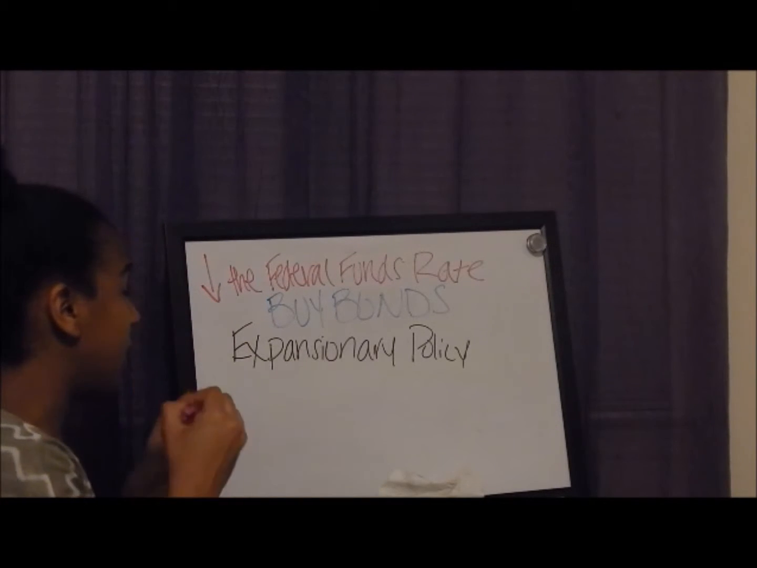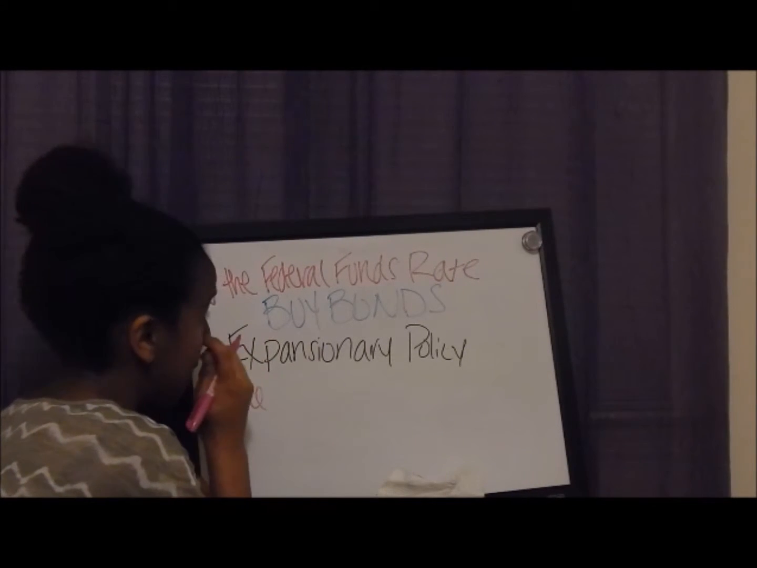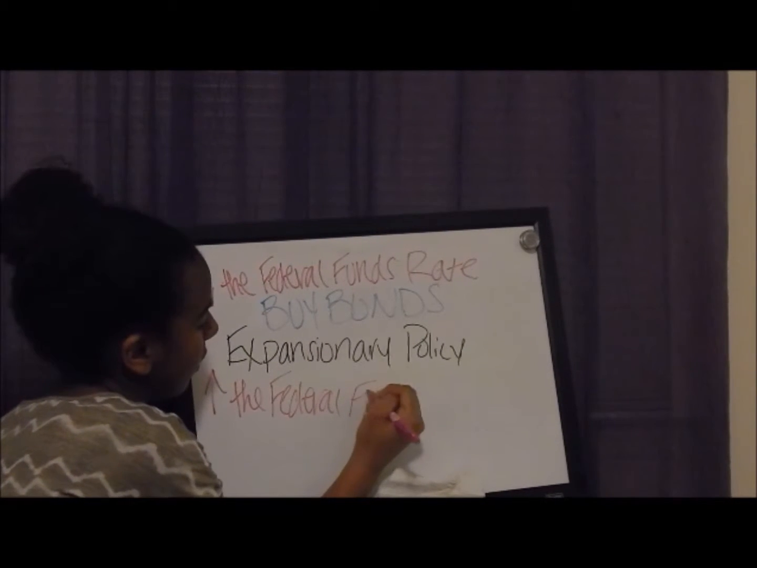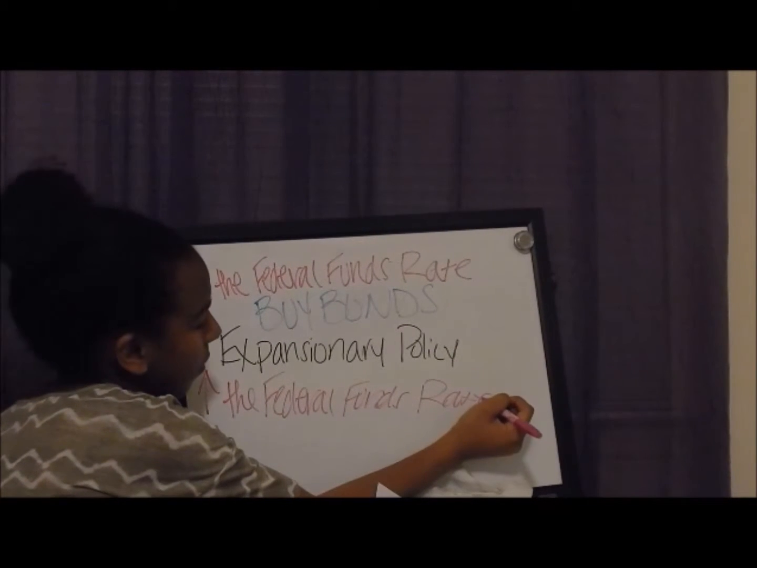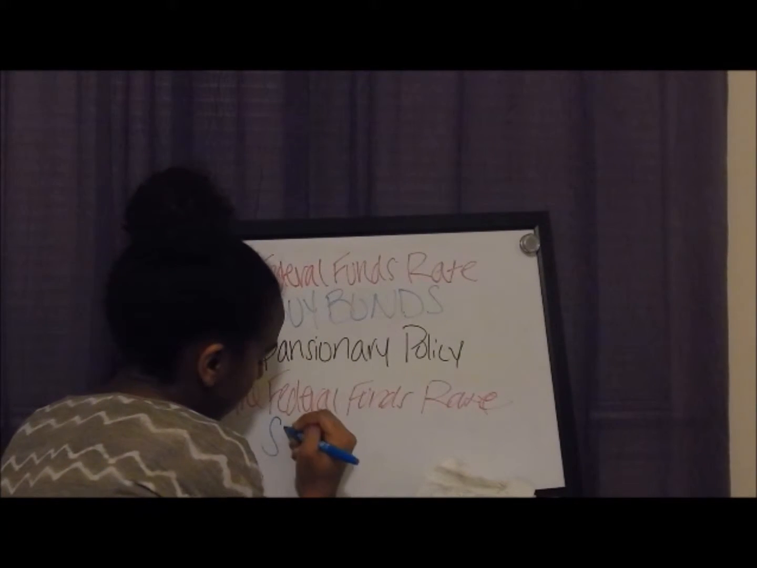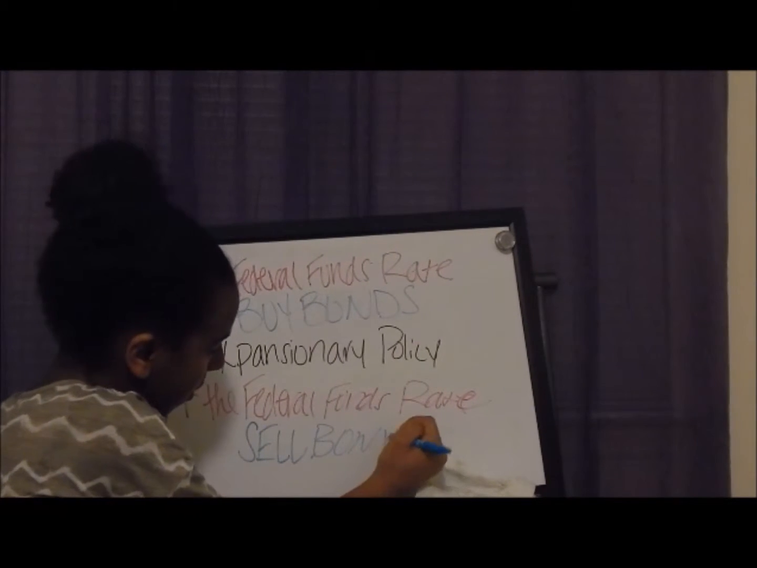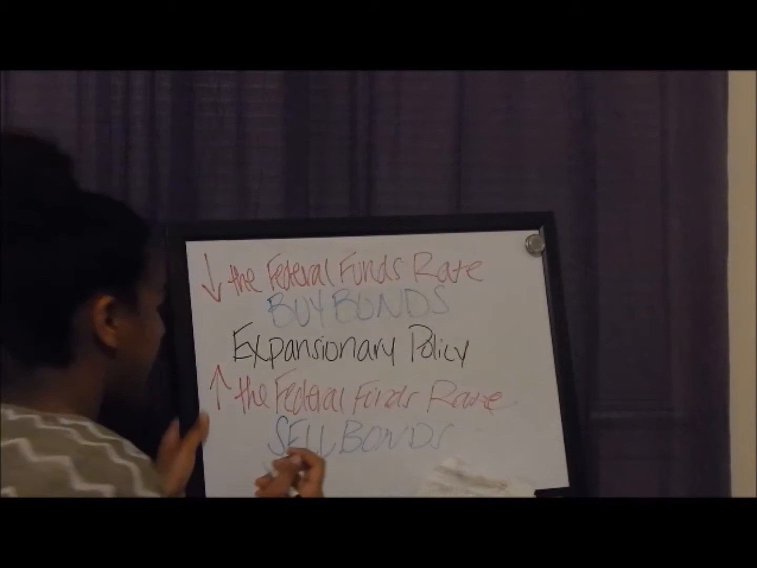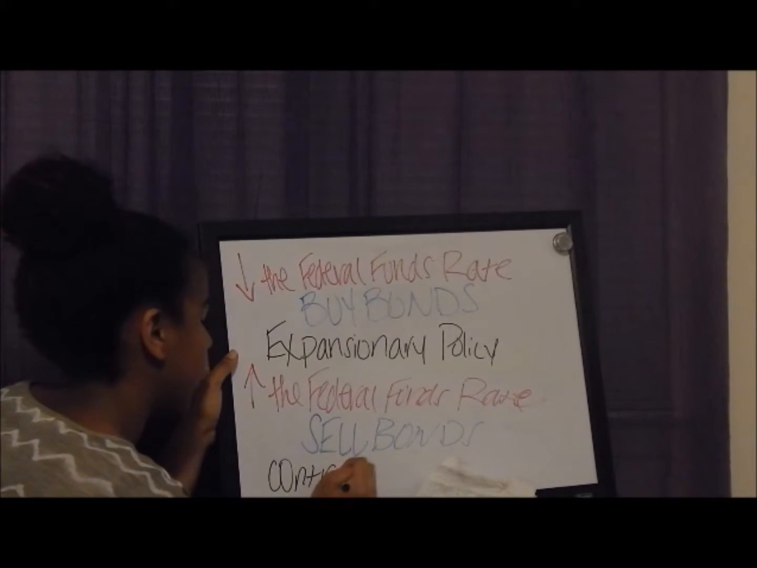On the other hand, if they wanted to raise the federal funds rate, they would sell bonds. And that is part of the contractionary policy.